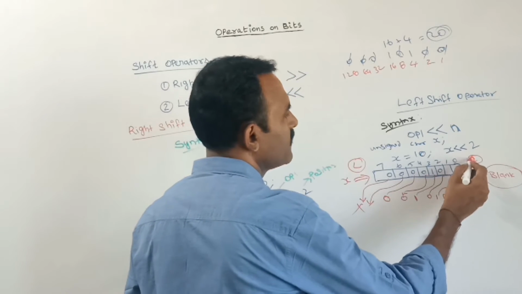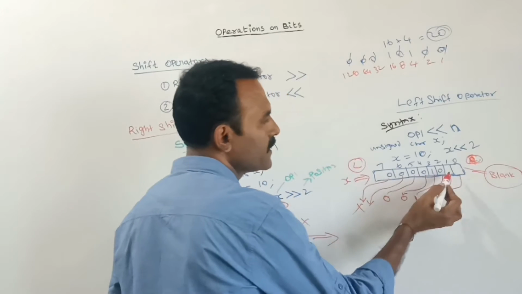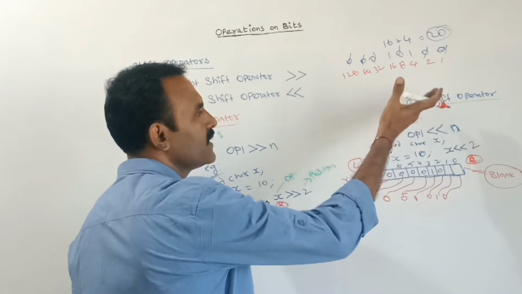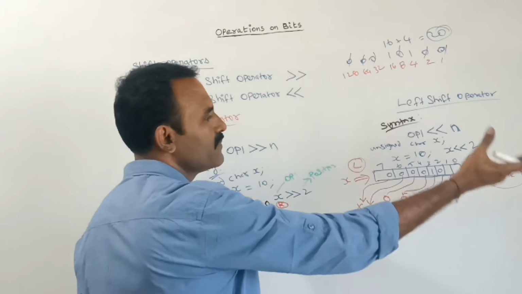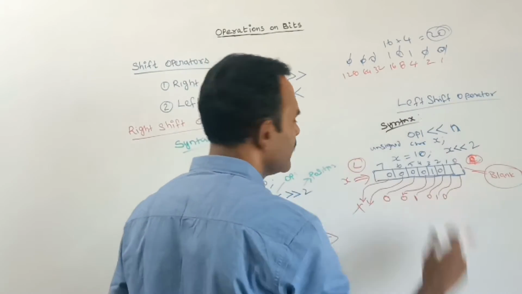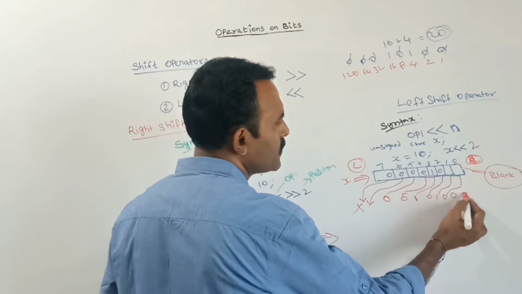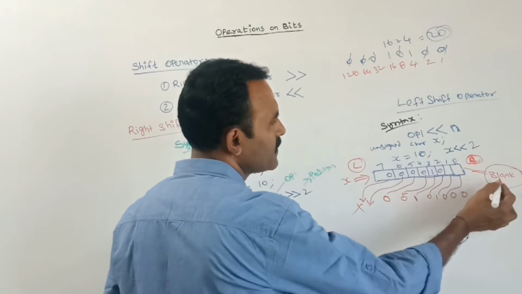Here the n value is how much? 2. So here the 2 spaces are blank, in which direction? Right direction. If you are doing a left shift operation, then the blank space will be created at the right side. So here we should fill this blank with 0. That is, we should add 0 in the blank.